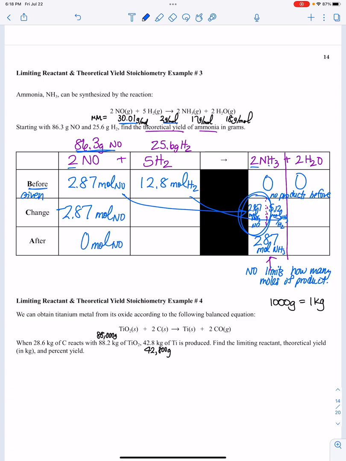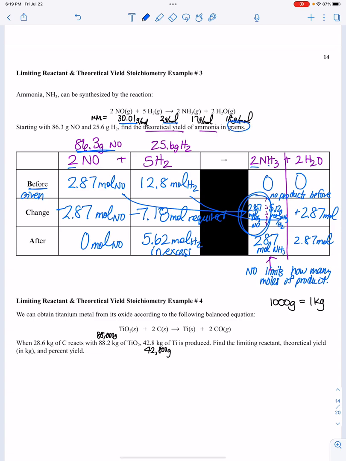If I wanted to get the excess, or if I wanted to figure out how much H2 I'd need, it's a 2-to-5 ratio. I'd have to multiply this by 2.5. So 2.87 times 2.5. 7.18 moles of H2 is only required. 12.8 minus 7.18, and I get 5.62 moles of H2 in excess. But it didn't ask for it, but I'm doing it anyways. It didn't even ask for H2O, and I'm going to let you know it's going to be the same. It's also 2 and 2, so it'll be the same ratio.